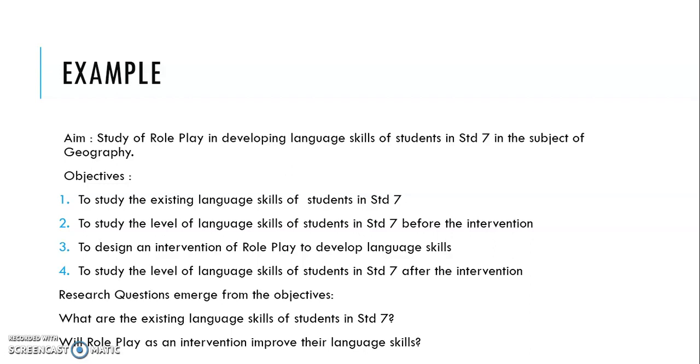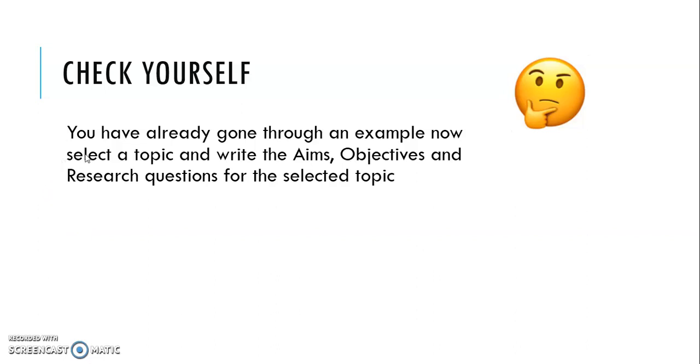This is an example for you showing a study, the objective and the research questions that have emerged from the objectives. So you already have gone through an example. Now select a topic and write the aims, objectives and research questions for the selected topic.